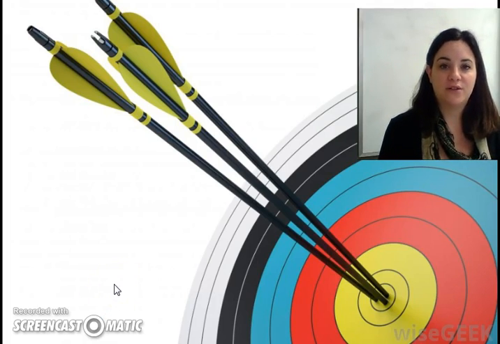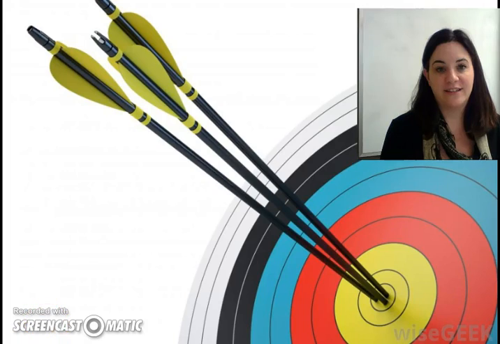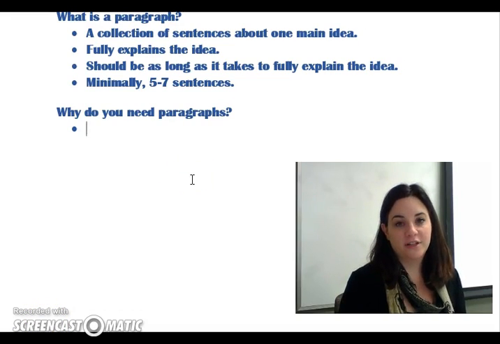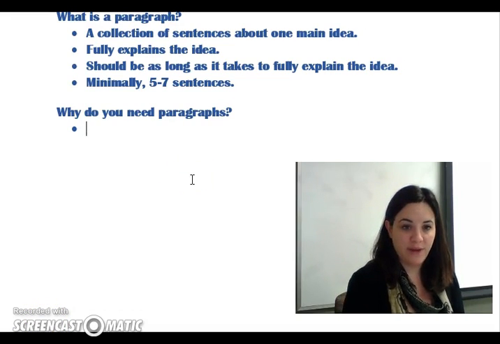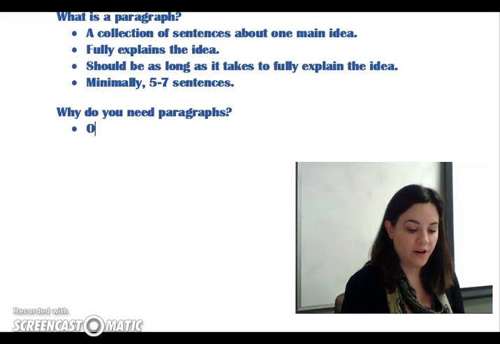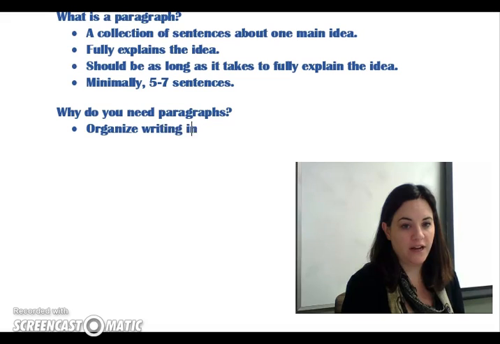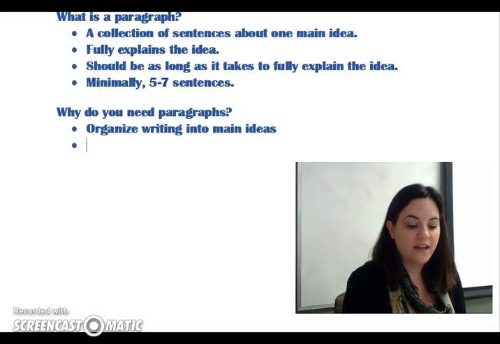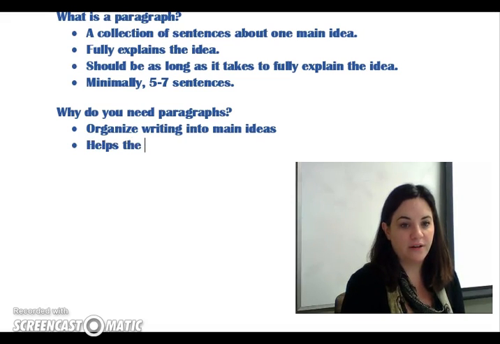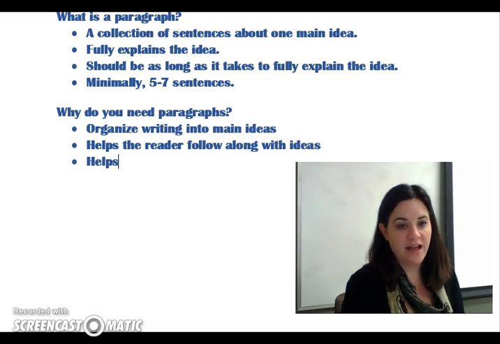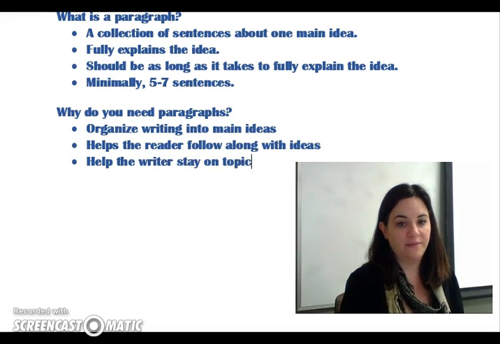So let's go back to our notes pages and summarize everything I just said. Alright, so we just learned that there are 3 reasons why we need paragraphs. Most importantly, paragraphs help us organize our writing into main ideas. And once we do that, then a paragraph helps the reader follow along with our ideas, and the paragraphs help the writer stay on topic.